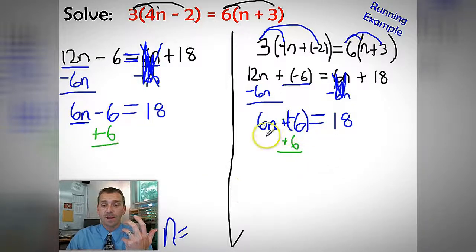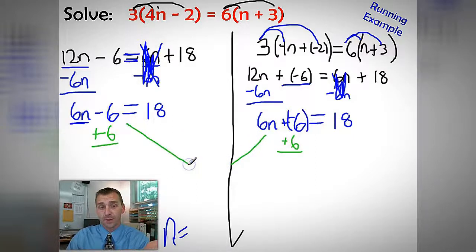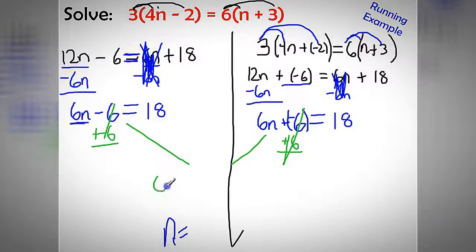So now I'm going to write the same thing for both of these because they both become the same thing. These guys disappear. These guys disappear. I'm just left with 6n equals, not 18, don't forget. What I do to one side, I must do to the other side. So I've got to add a 6 right there. I would do the same thing over here, add a 6 right there.